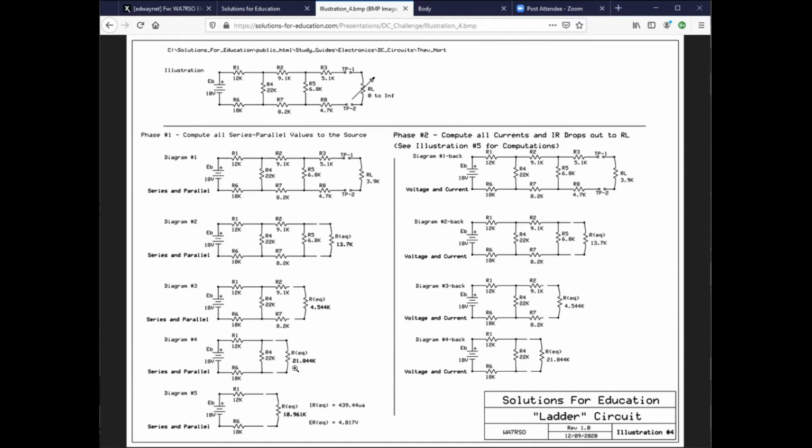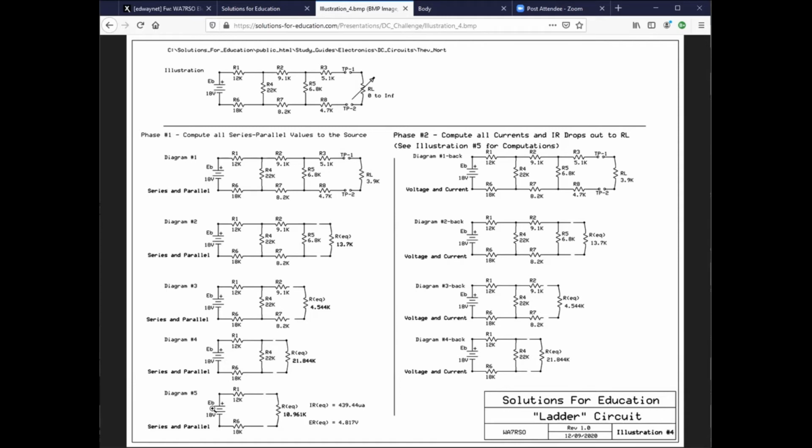Which is 21.844K, which happens to be in parallel with this guy, which happens to be in series with these two guys, which comes out to be, lo and behold, a composite value across 18 volts. Do you see what I'm doing? In this left side over here, I'm saying series, parallel, series, parallel, series across this 18 volts.